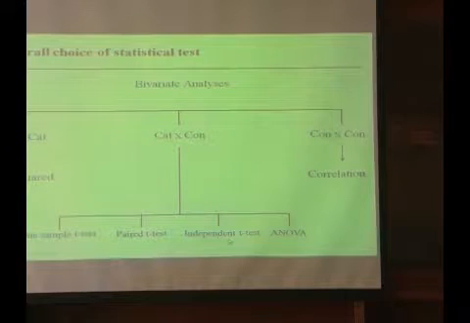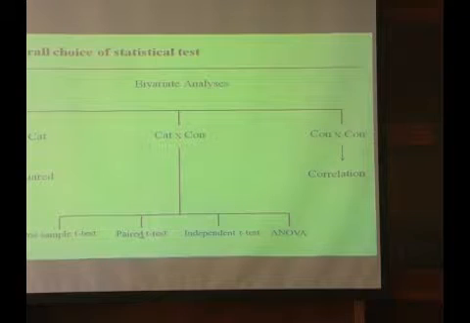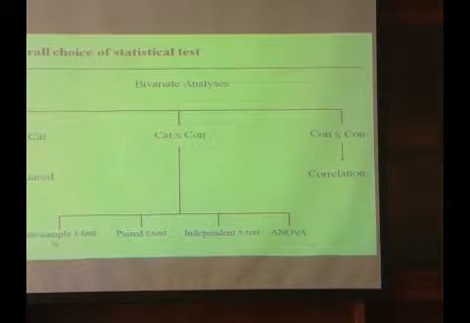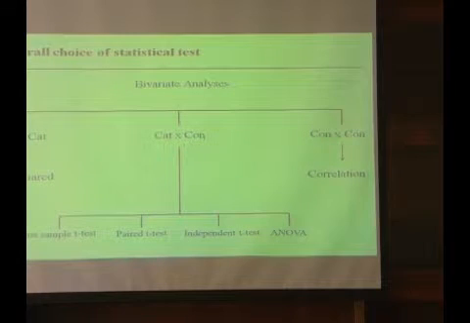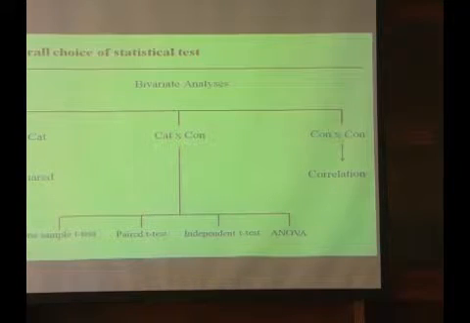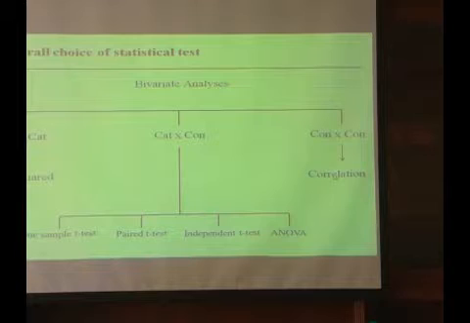If you have independent and more than two groups, you use ANOVA. If you're doing paired, the same person, you do paired t-test. And if you're measuring one continuous with a fixed number, you use one sample t-test. But most of the times, it is chi-square, independent t-test. Finally, two continuous variables, you use correlation.